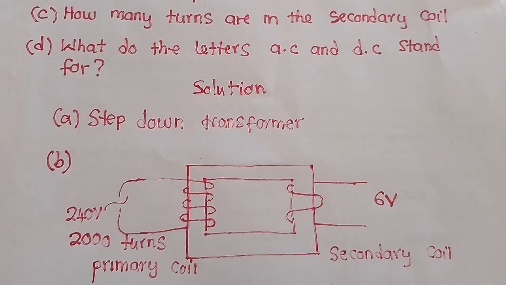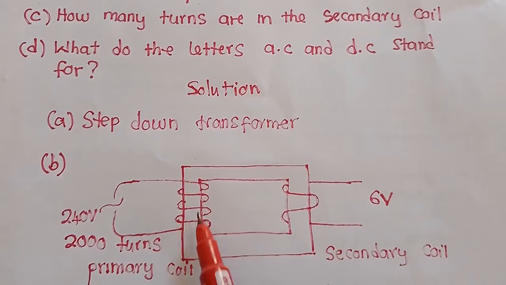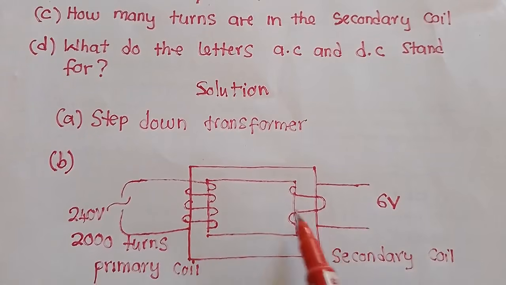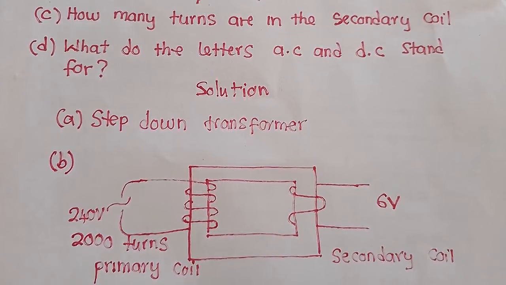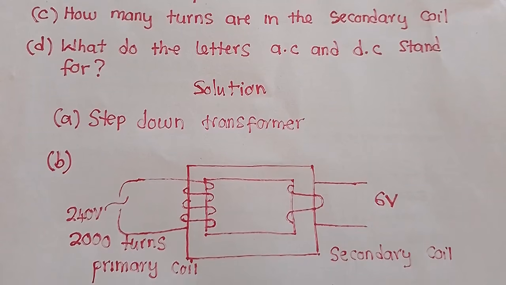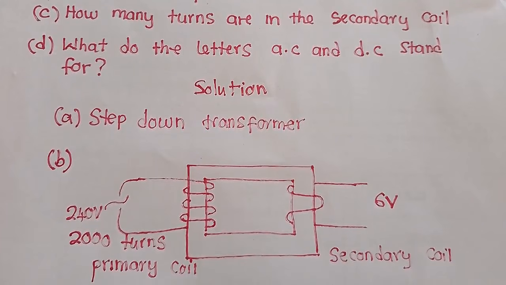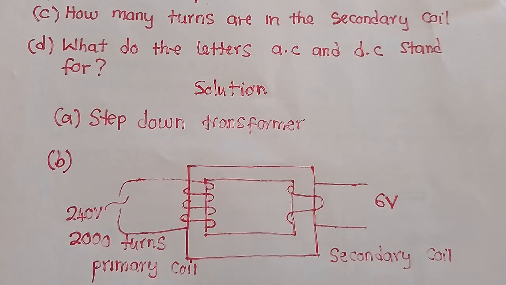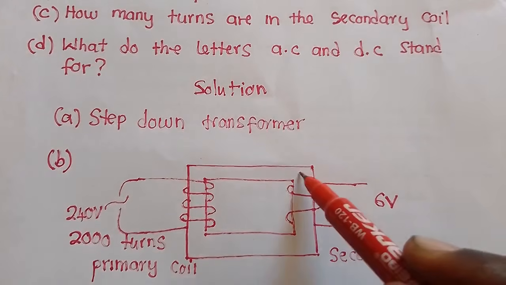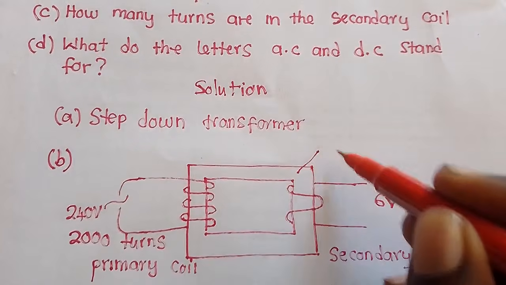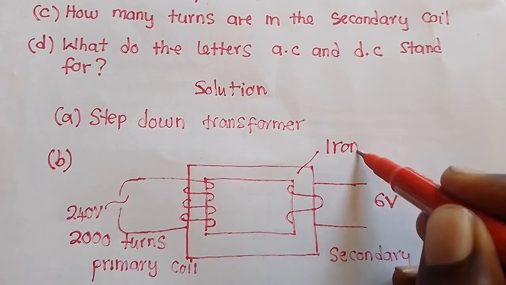This is a step down transformer. You are able to tell that the number of turns on this side are many compared to the number of turns on the other side. So this is a simple diagram that we have here. Like this, you've drawn a labeled transformer. We've even labeled it: this part is called the iron core.